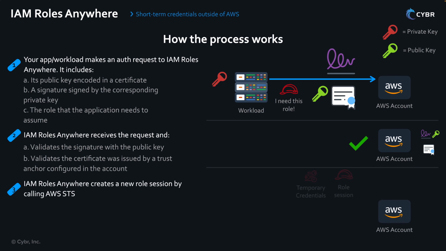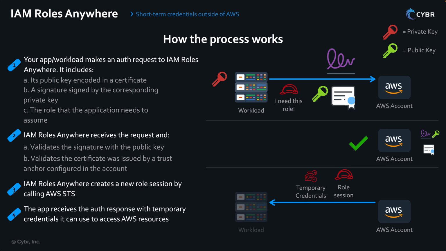Once the validations succeed, IAM Roles Anywhere is going to create a new role session by calling the AWS STS service, just like you can do through the CLI when you are assuming another role. So it's acting in a very similar way. And then after that, the application receives the authentication response with temporary credentials that it can use to access your AWS resources, again, just as if you were running in AWS.